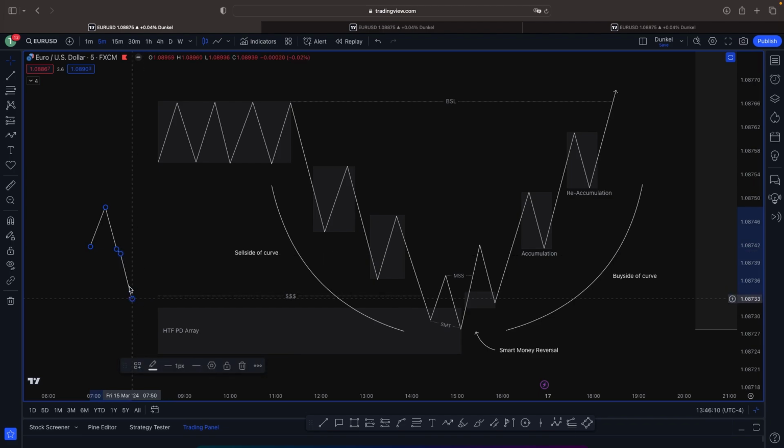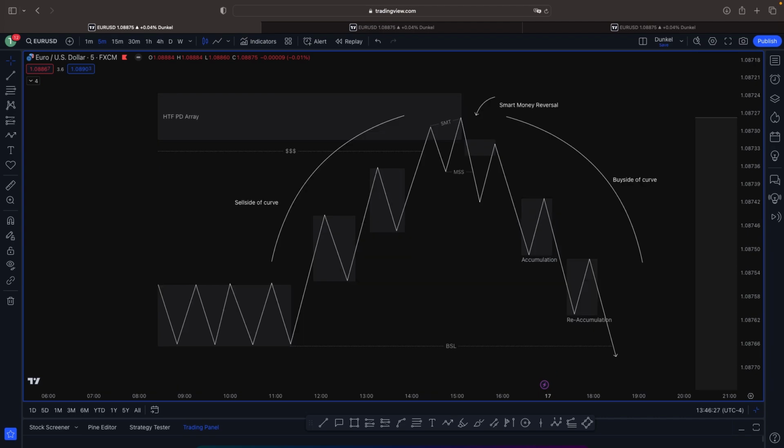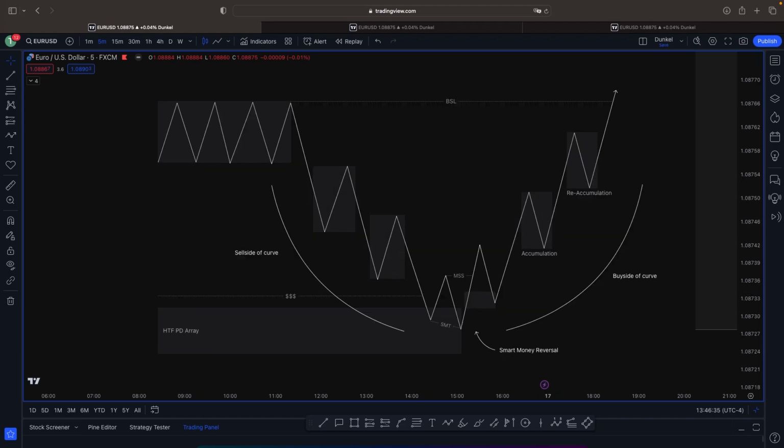So you have a higher high, a higher low, and then a higher high, and that's the start of your market maker buy model. For the market maker sell model, so MMSM, it would be the opposite. So this would be the market maker sell model. But in this video, I'm only going to cover the market maker buy model.